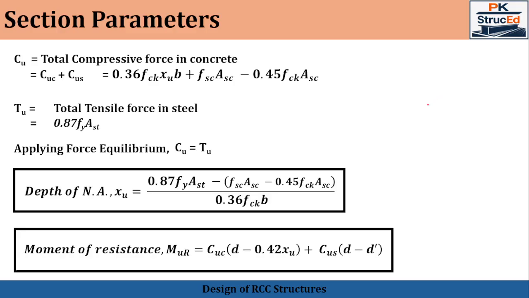Once this is done, we calculate the total compressive force in concrete and the total tensile force in steel. Finally, we equate these two using the force equilibrium condition, thereby computing the depth of neutral axis as well as the moment of resistance for a doubly reinforced section. The key concept to emphasize is that both concrete and compression steel resist compression, while tension steel resists tension alone.